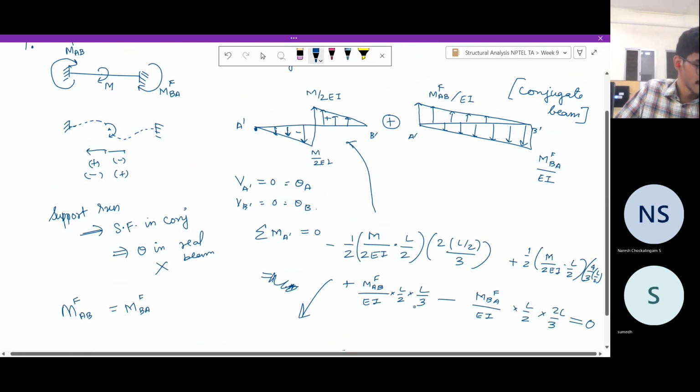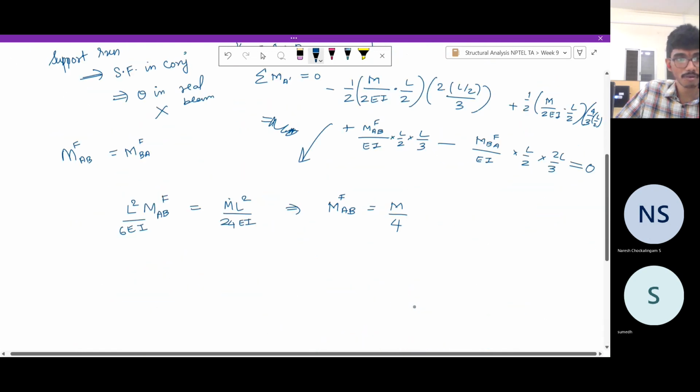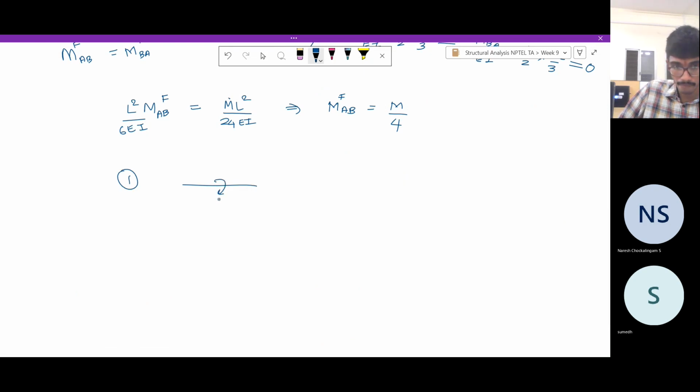So the values that you get are as follows. If you apply a midspan moment of M, so this is our first result. If you have a midspan moment M applied, the fixed end reactions will be, so this is clockwise M by 4 and M by 4.